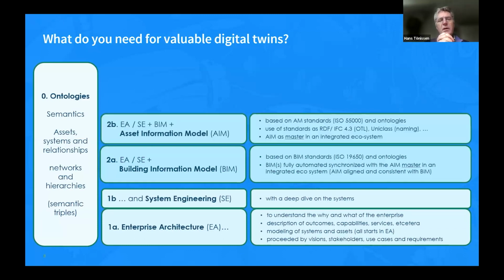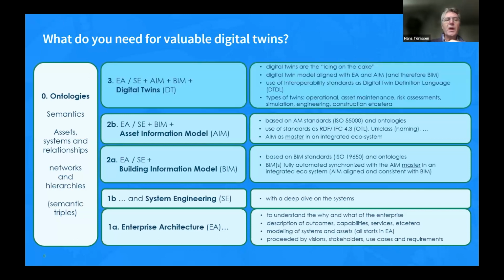So next to 2A is 2B, the asset information model, which should be based on asset management standards in the ISO 55000 and ontologies, and you can use all kinds of standards, OTLs and unique classes for standards for naming. And again, the EAM is the master in an integrated ecosystem.